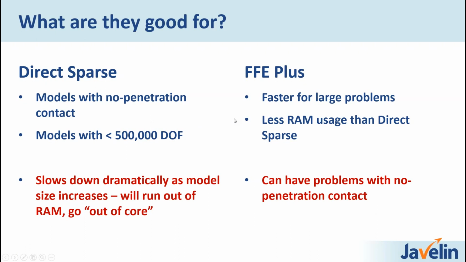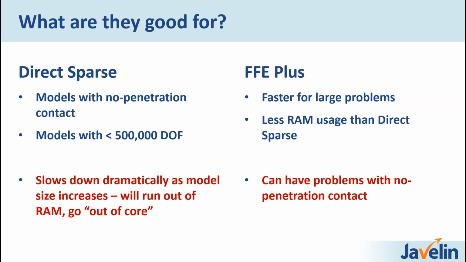Now, the FFE Plus is very fast for large problems. It's typically the fastest solver, and uses much less RAM, less than 10% of the RAM of the direct sparse solver, but it can have problems when you get into a lot of no penetration contact, or materials that have really, really different stiffnesses, like very stiff and very soft materials. Now, they both have their advantages and disadvantages. We used to have to switch to FFE Plus for larger models because it was the only way.